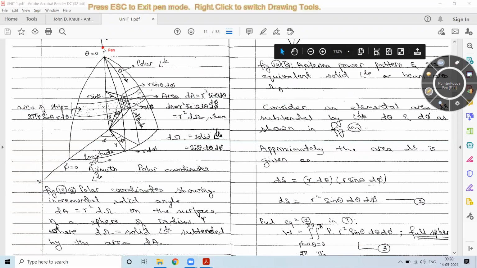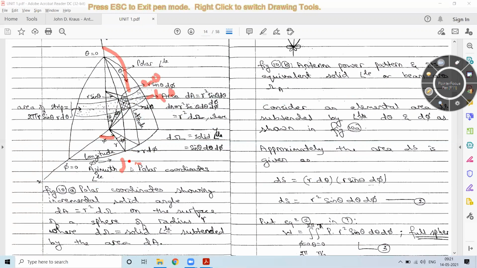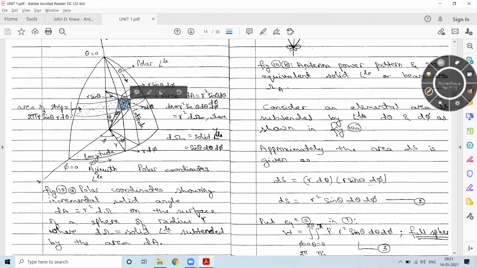So here, one point is at 20 degrees and the other point is at 40 degrees. So I got the theta values and the phi values from here. When I move, one is 30 degrees and the other is at 70 degrees. So this information has been given. Now I have to estimate what this area is. From that area, I'll be able to estimate the solid angle.